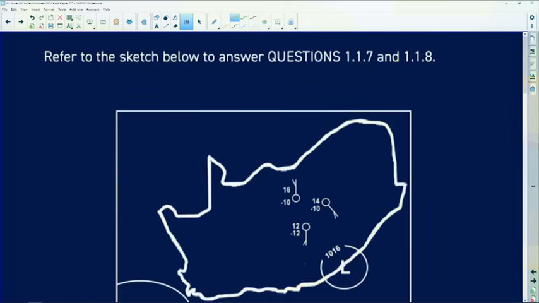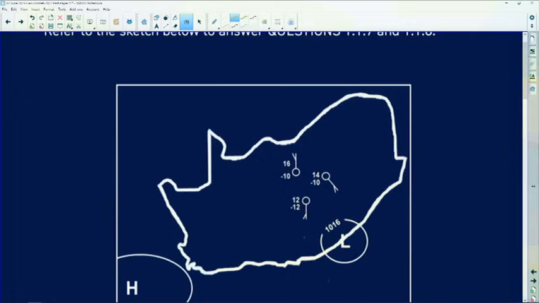Now let's have a look at question 1.1.7. Once again, we have a diagram. Now, before we have a look at the questions being asked, let's decipher this diagram and see what's being asked over here. Okay, first of all, let's look at our weather station models. Interesting one, very interesting one. This diagram is based on winter. How do I know that? First of all, have a look at our temperatures. 16 and 14. That's quite cold, am I correct? Especially over the interior, right? Now, look at the dew point temperatures. -10, -8.